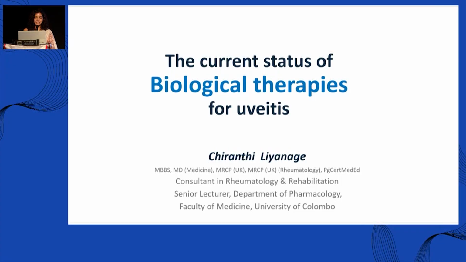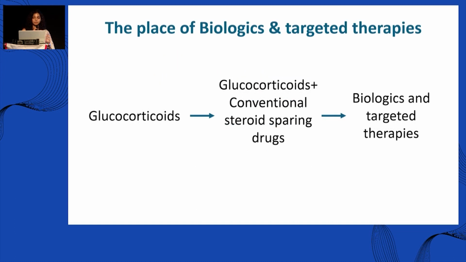So, I've been tasked with talking about biologicals in the management of uveitis. And you would know that the place of biologics in management of uveitis comes as more or less of a last resort. You use glucocorticoids, you use conventional steroid sparing agents, and then finally, if you still can't control the disease or you can't take the steroids off, you opt for a biologic or sometimes targeted synthetic therapies.